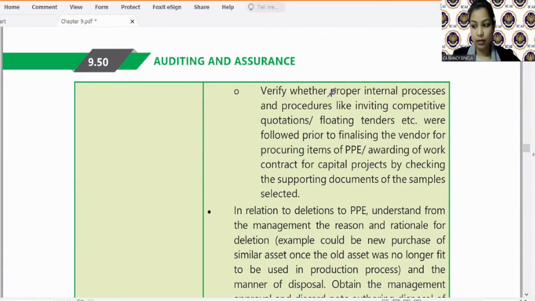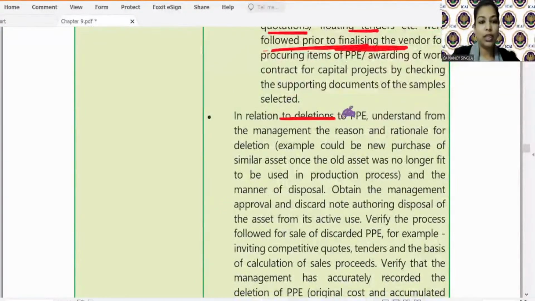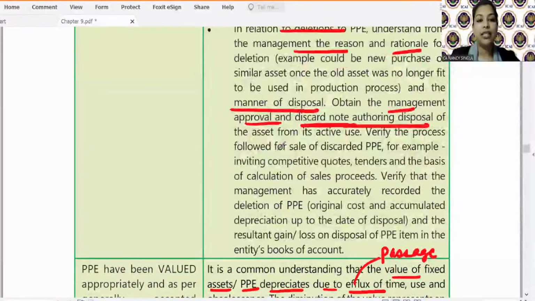ठीक है. So Dhyanesh, your doubt will be clear when we will be doing notes of PPE. Proper internal processes हैं या नहीं for inviting competitive quotation, floating tenders prior to finalizing the vendors, है ना? In relation to deletion, again, what are the reasons? What is the rationale? Manner of disposal क्या है? Approval, management का discard note authorizing the disposal, है ना? Verify that the procedure followed for sale, है ना? Again, inviting the competitive quotation and everything, whether the management has accurately recorded the deletion and the resultant gain.